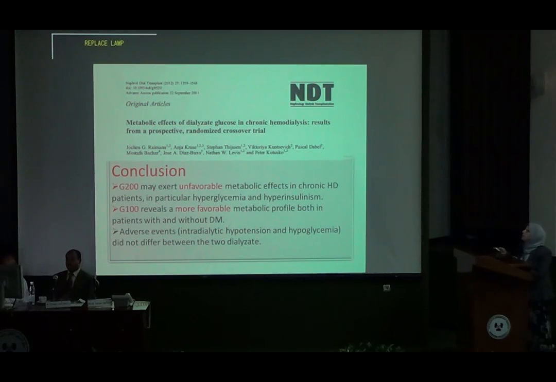They mean the hyperinsulinemia and hyperglycemia. In particular, hyperinsulinemia and hyperglycemia, but G100 revealed a more favorable metabolic profile both in patients with or without diabetes. Adverse effects like intradialytic hypotension and hypoglycemia didn't differ between the two dialysates. Some advised to use 200 to avoid hypoglycemia, but as regards hypoglycemia, 200 may be the same as the 100.